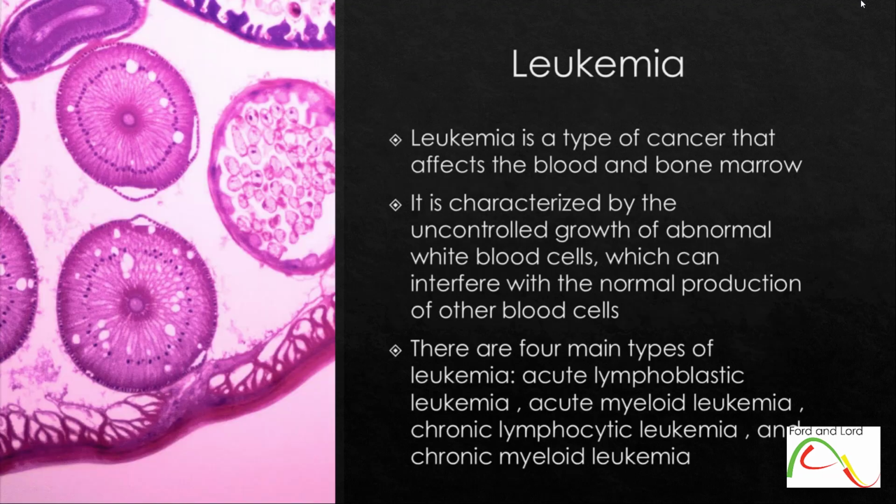Leukemia. Leukemia is a type of cancer that affects the blood and bone marrow. It is characterized by the uncontrolled growth of abnormal white blood cells, which can interfere with the normal production of other blood cells. There are 4 main types of leukemia: acute lymphoblastic leukemia, ALL, acute myeloid leukemia, AML, chronic lymphocytic leukemia, CLL, and chronic myeloid leukemia, CML.